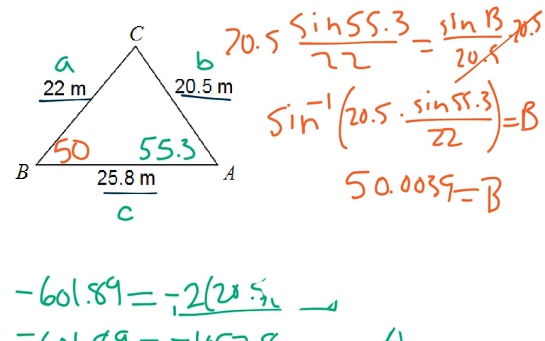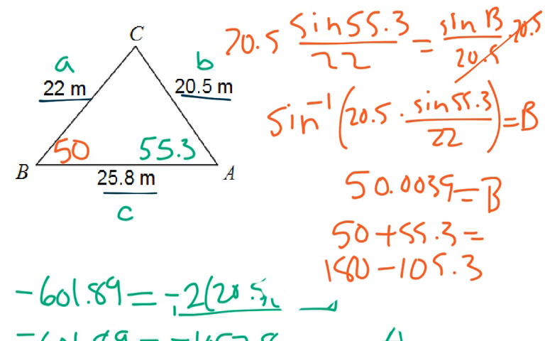So there's 50, so then I just go 50 plus 55.3, right, to get our last angle, giving me 105.3. So take 180 and subtract that, and we get 74.7 degrees. Okay? So there we go. That's how we do it in that situation.